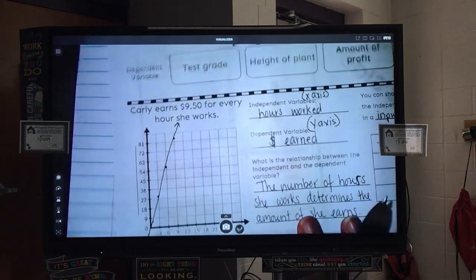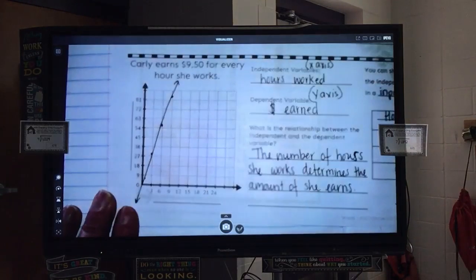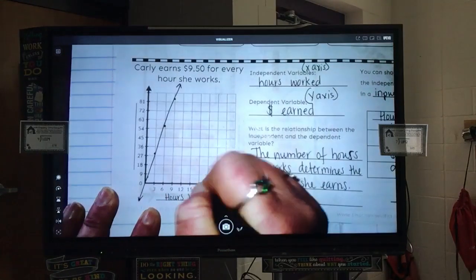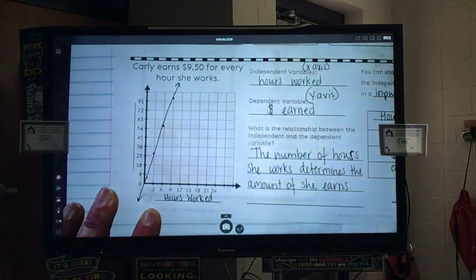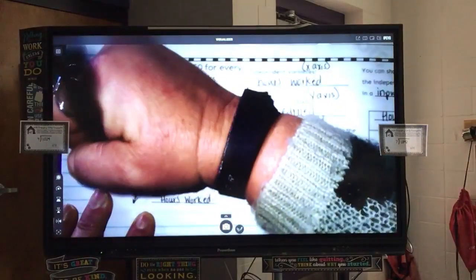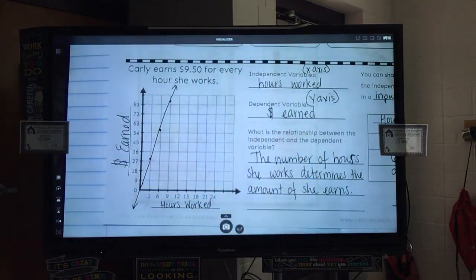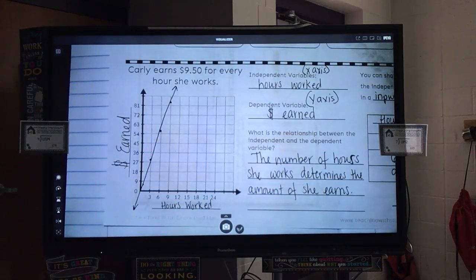So what is the bottom of our graph? What are we going to label that as? Jackson? Hours worked. Alright, and then the y-axis for money earned. And how do you guys know that the hours worked goes on the bottom and the money earned goes on the up and down, vertical? River? Because the independent is always X. The independent is always X, the dependent is always Y.